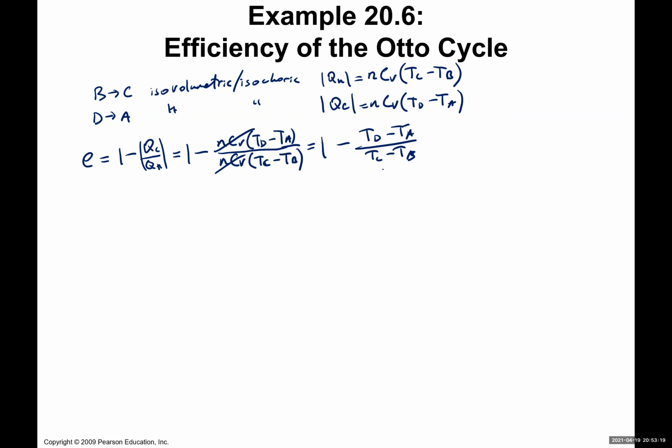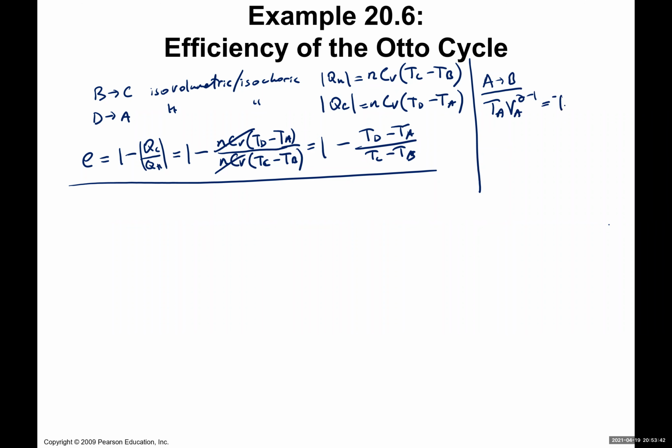Then we also have the processes that were adiabatic, right? Going from A to B, it was an adiabatic compression. That means I can write here TA VA to the gamma minus 1 equals TB VB to the gamma minus 1. And for the other process, from C to D, I can write TC VC to the gamma minus 1 equals TD VD to the gamma minus 1. Those are for adiabatic compression and adiabatic expansion for the Otto cycle.